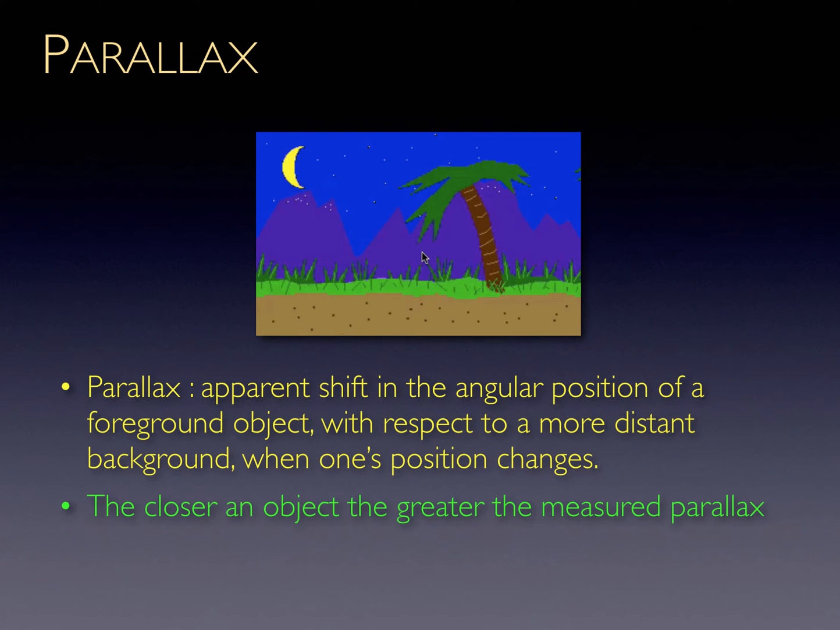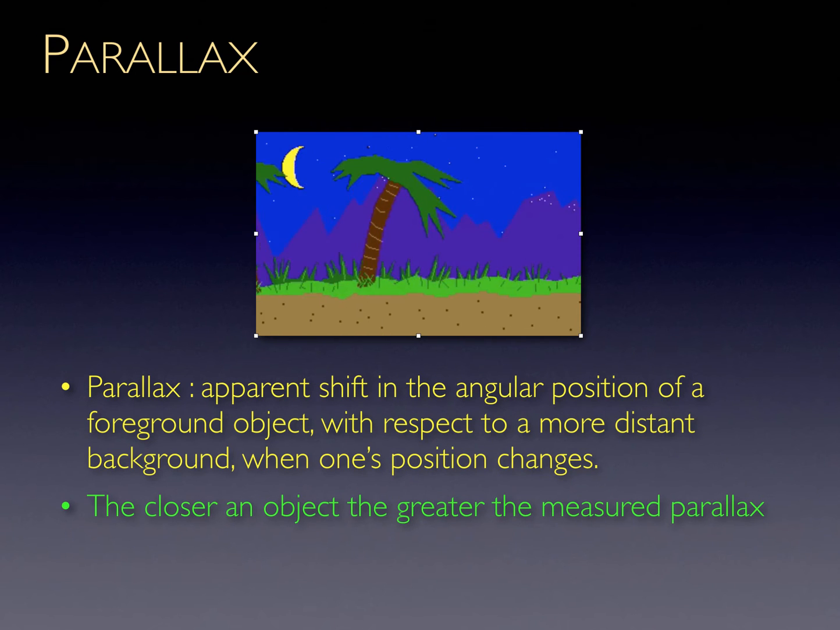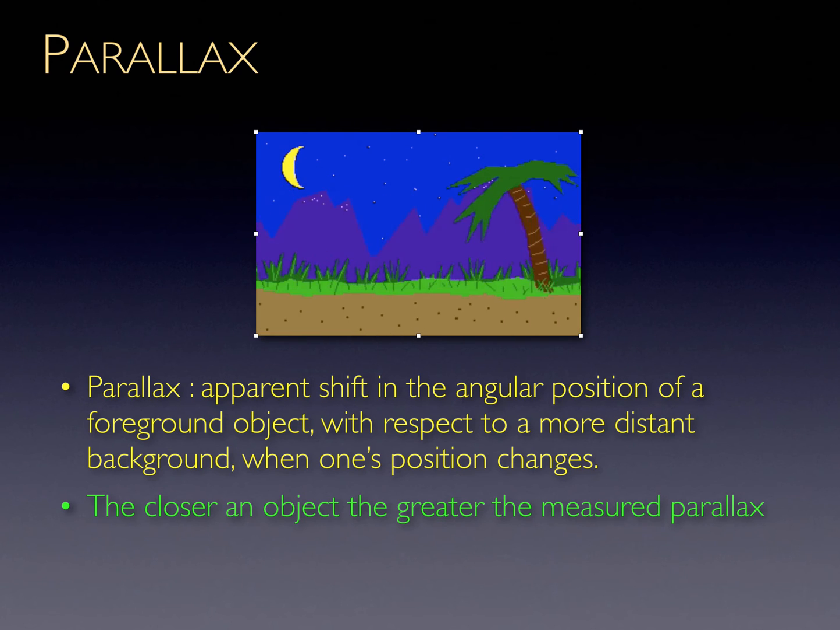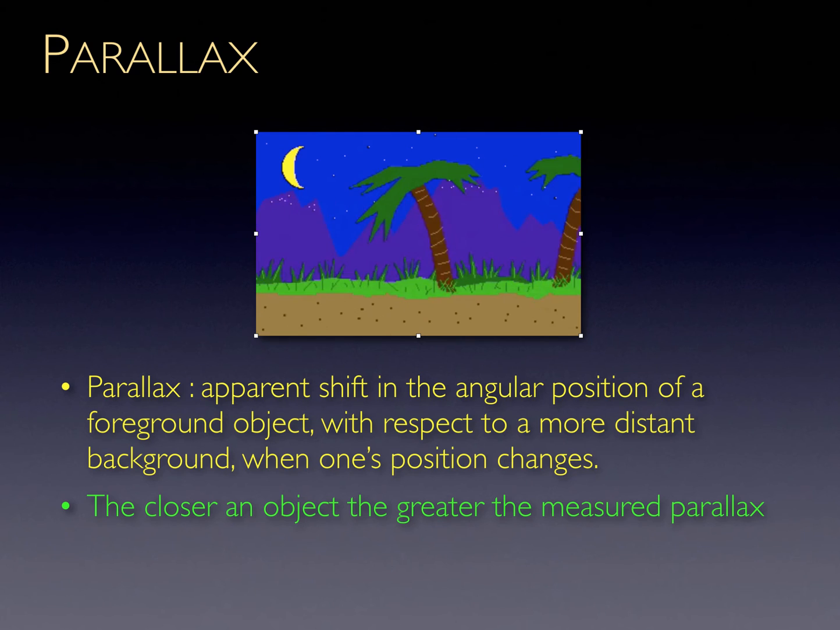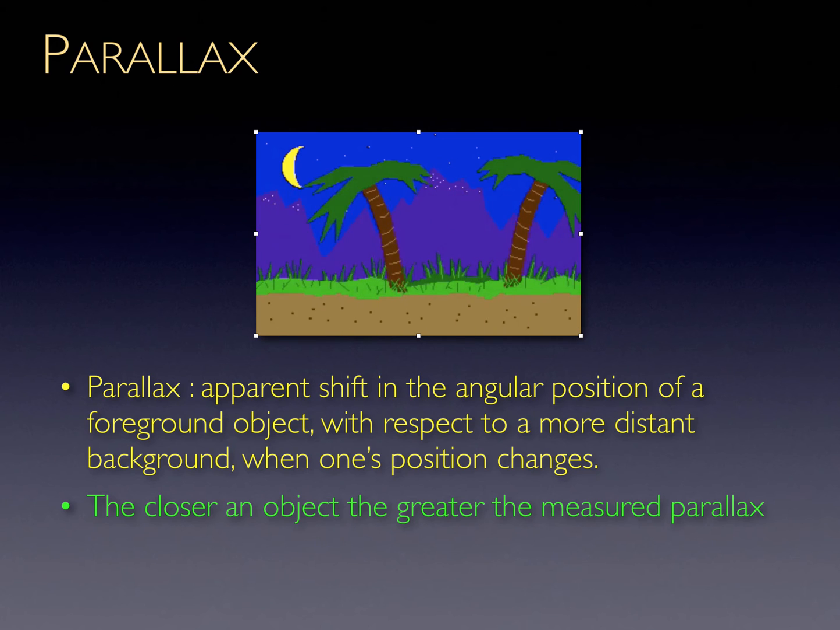Parallax is the apparent shift in the angular position of a foreground object, with respect to a more distant background, when one's position changes. It involves the apparent movement of foreground objects compared to much more distant background when one moves around. Your eyes view the world from slightly different positions. Your brain processes this information and tells you which objects are closer and which are farther away. Thus, you have depth perception.